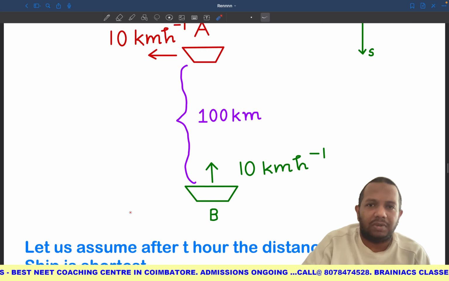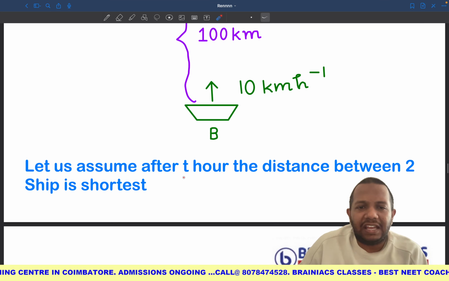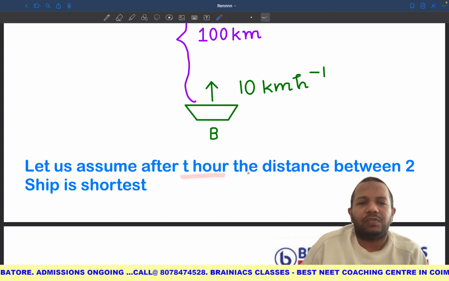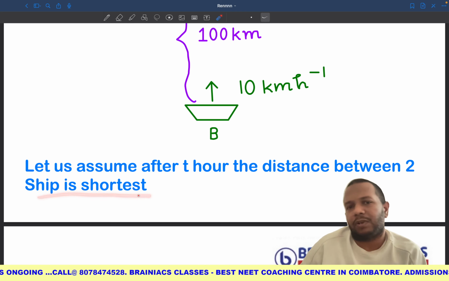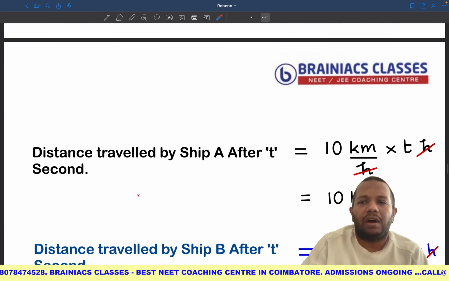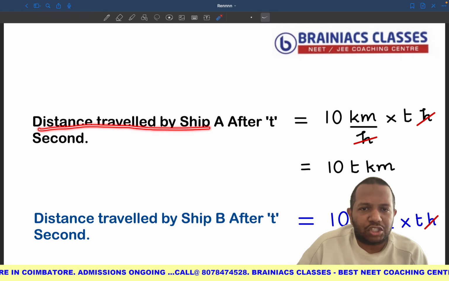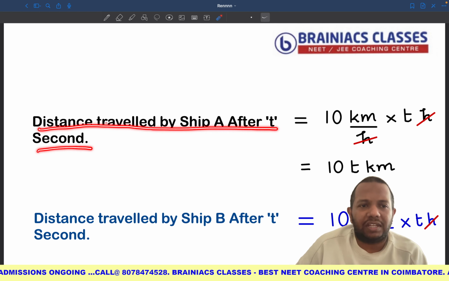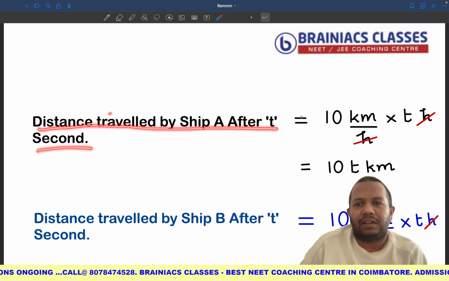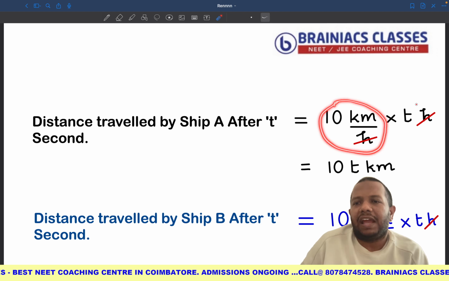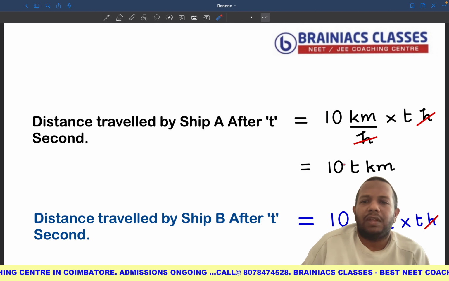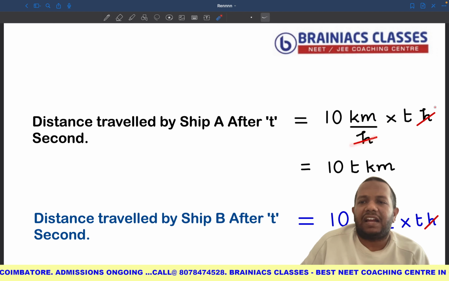So let us assume that after t hours, the distance between the two ships is the shortest. Now after time t, what is the distance moved? The distance traveled by ship A after t hours: we know that distance is equal to speed into time. The speed is given as 10 kilometer per hour and time is t hours, so we cancel the h, and this becomes 10t kilometers.